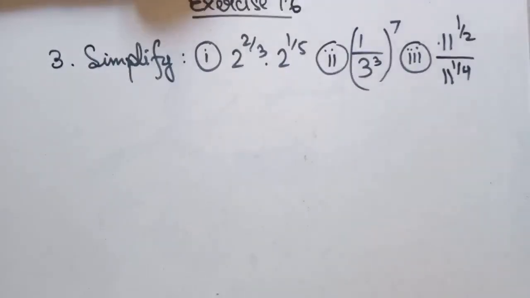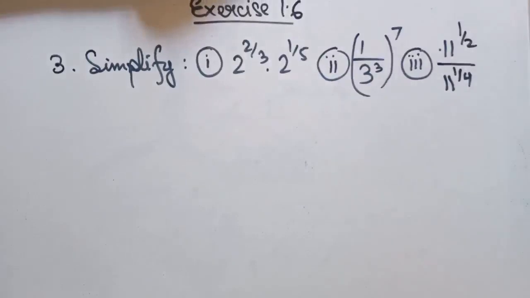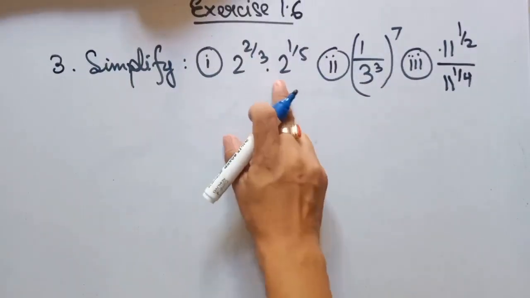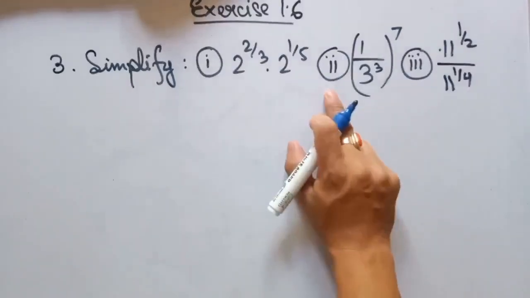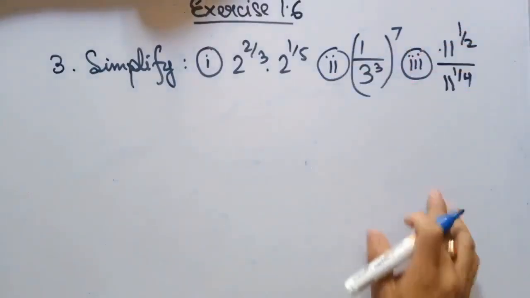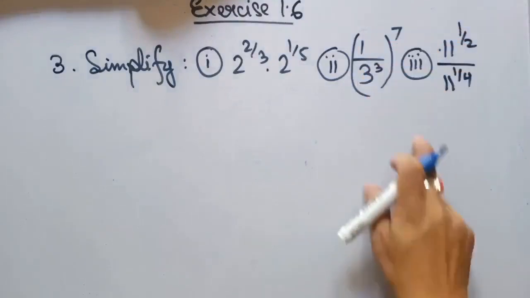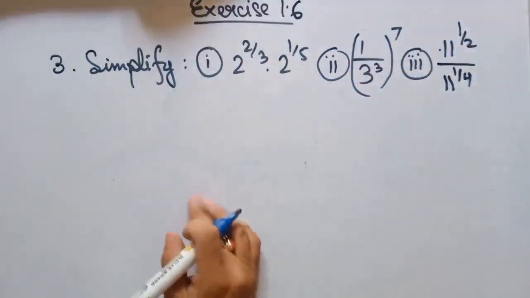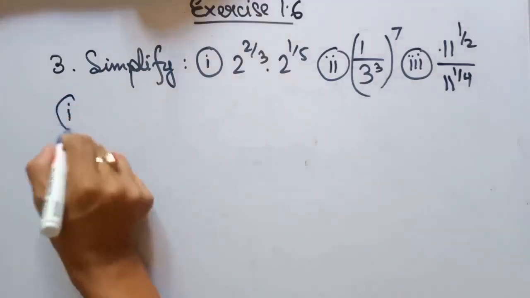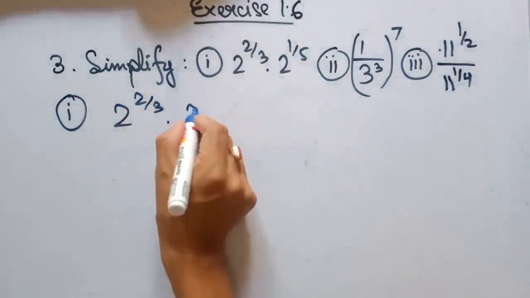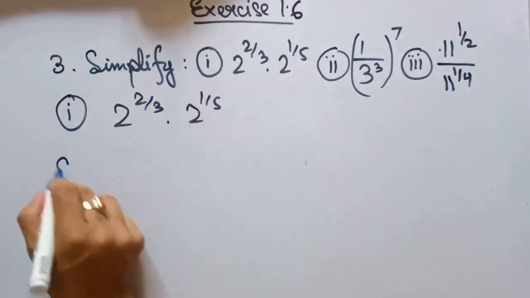Next, exercise 1.6, question number 3. Simplify: Roman number 1, 2 to the power 2 by 3 multiplied by 2 to the power 1 by 5. Roman number 2, 1 by 3 to the power 3, whole to the power 7. Then Roman number 3, 11 to the power 1 by 2 divided by 11 to the power 1 by 4. So let us first solve Roman number 1, that is 2 to the power 2 by 3 multiplied by 2 to the power 1 by 5. Solution.